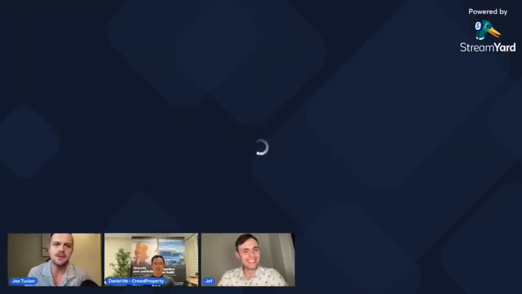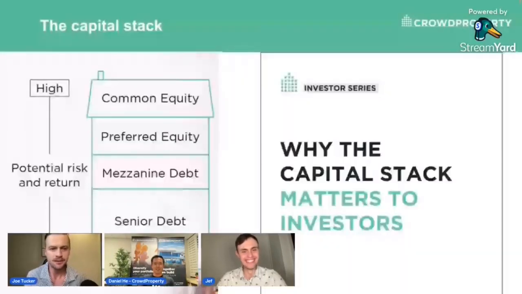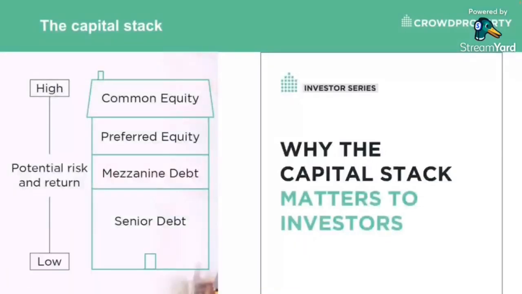Yeah. And can you explain what the heck common equity is? Now, I just know equity. I know when I buy a thing and it goes up $1,000 in value, that's my equity. What is common equity, preferred equity, mezzanine debt, and senior debt? Give us a run through.